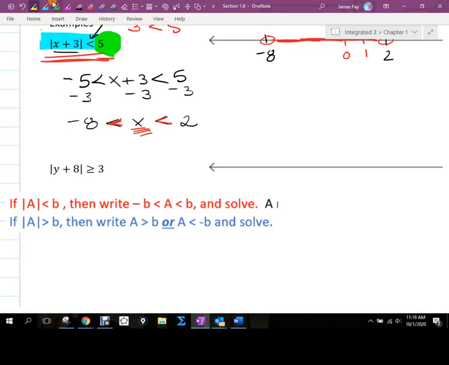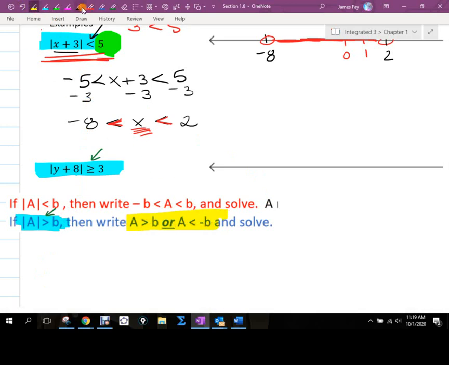Which one does this phrase model? Does it model the top one, or does it model this one? It's this one, right? Okay, because we've got the absolute values both on the left. That's a greater than sign. That's a greater than sign. So all I need to do then, if that's the case, is figure out that you have to write these two things right here.